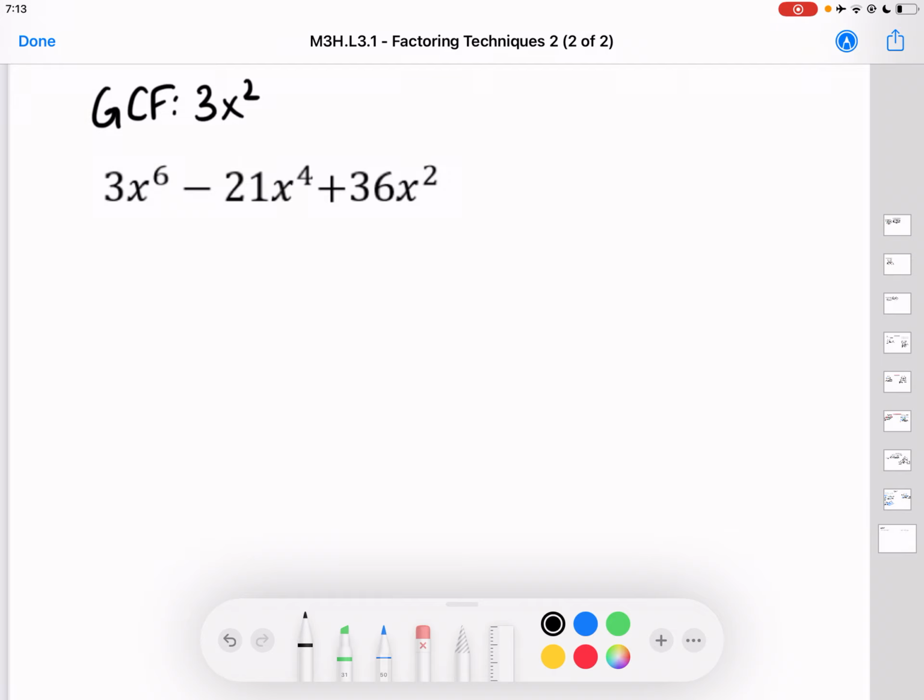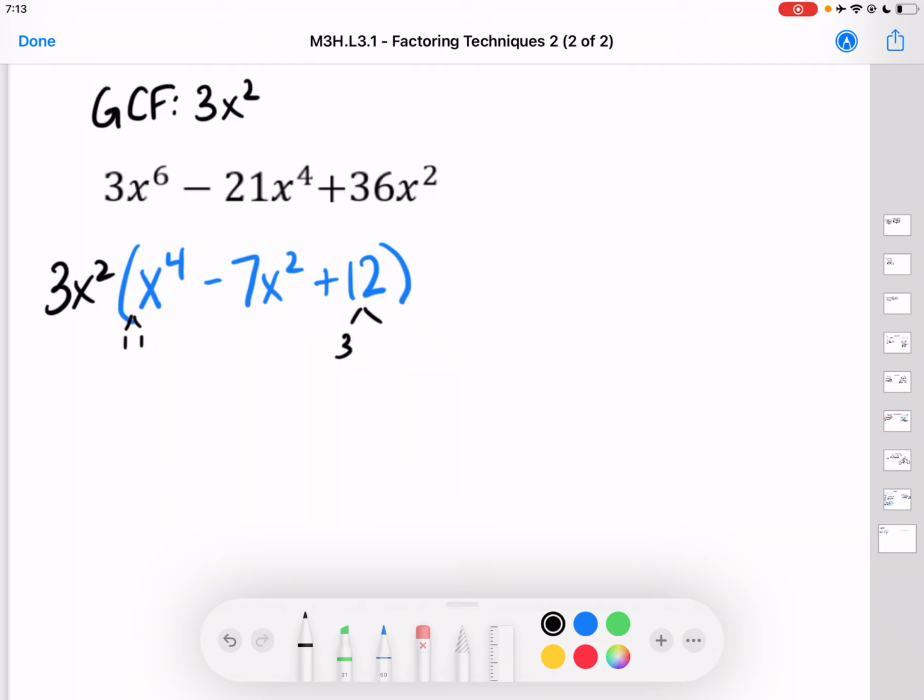3x squared. Just going to pull that greatest common factor out, and that will leave me with x to the 4th minus 7x squared plus 12. Now the leading coefficient over here is 1, so I know it's going to be 1 and 1. So really we just have to find factors of 12 that are going to add up to the negative 7, and that will just be -3 and -4.